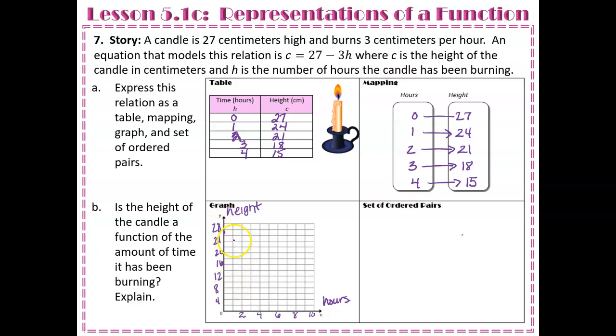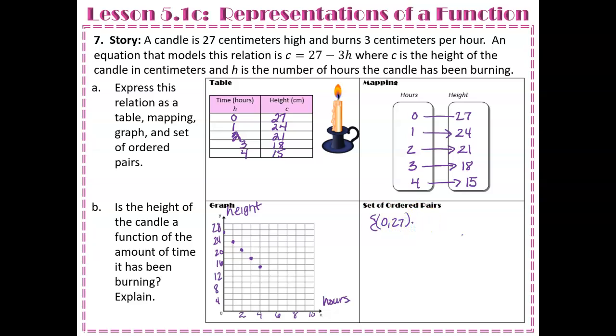1 is at 24. 2, 21. Got to kind of go in between there. 3, 18. Right here. 4, 15 is right there. So the ordered pairs, you just pair them up like that.